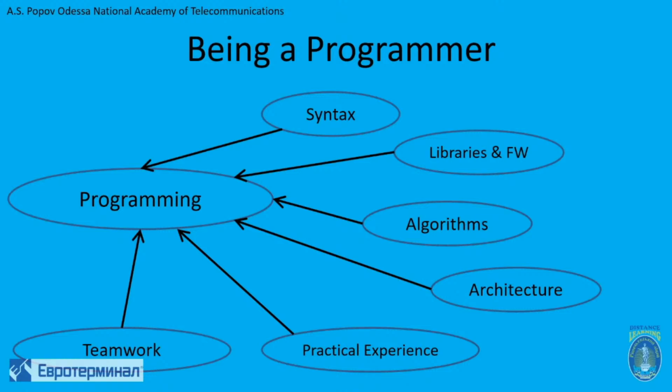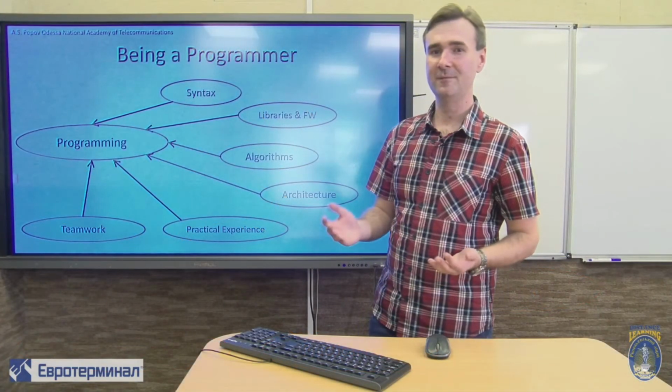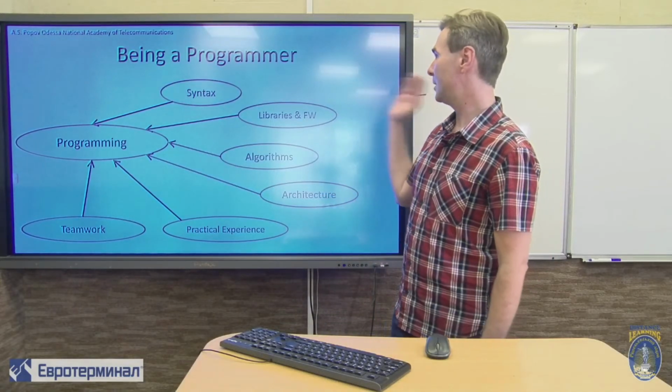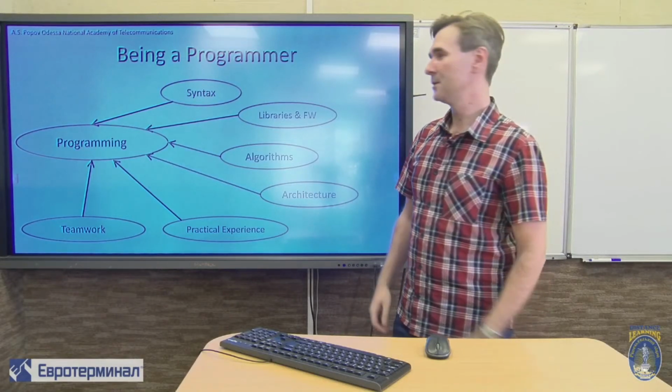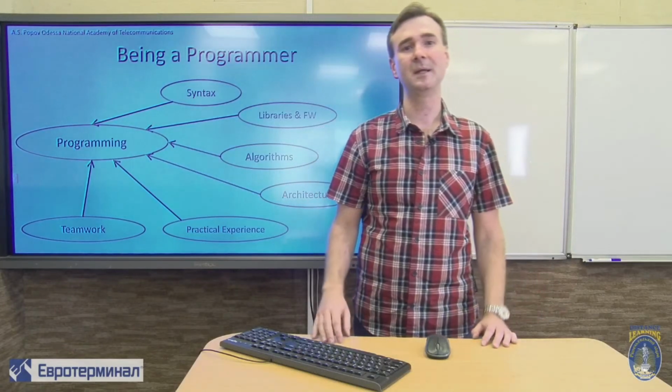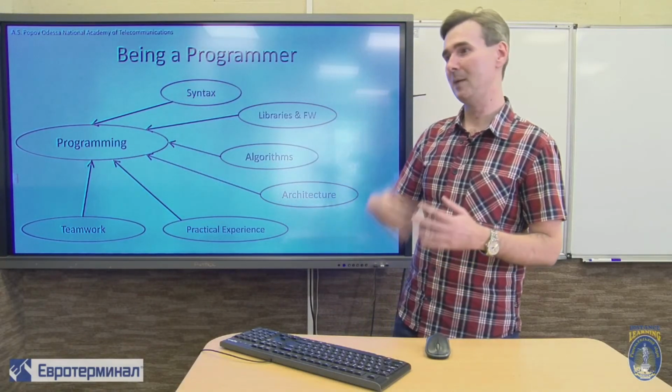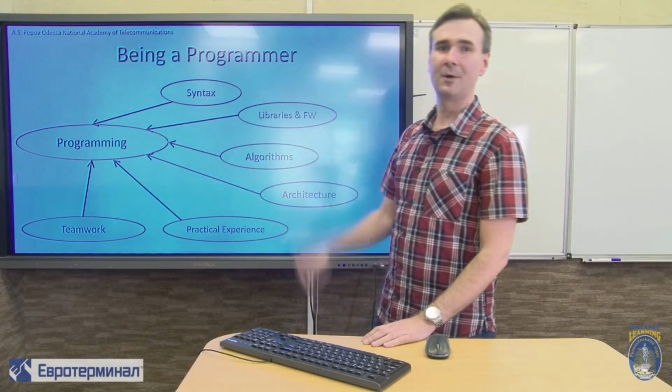So, first of all, you should know the syntax of a programming language. And we're going to pay attention to syntax during our course. But if syntax is the only thing you know, then you cannot consider yourself a software engineer, a programmer. You also need a strong knowledge of libraries and frameworks. So you should be able to select an appropriate library for your specific task. You should know the capabilities of frameworks, and you must be able to select the right one for your specific tasks.